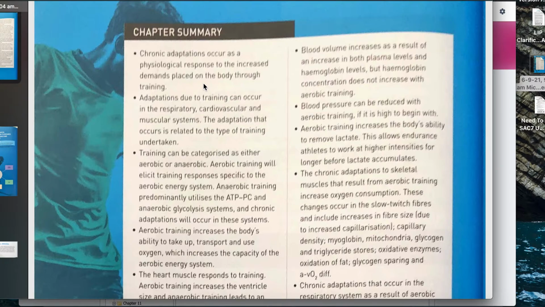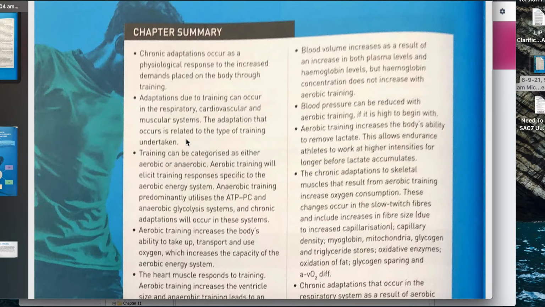The number of capillaries, the size of the muscle, the thickness of the heart walls, the size of the heart. Each of these things is actually physically changing because I increase the demands. That means progressive overload took place through training, and that was an effectively administered training program. Adaptations due to training can occur in respiratory, cardiovascular, and muscular systems. The adaptation that occurs is related to the type of training undertaken.